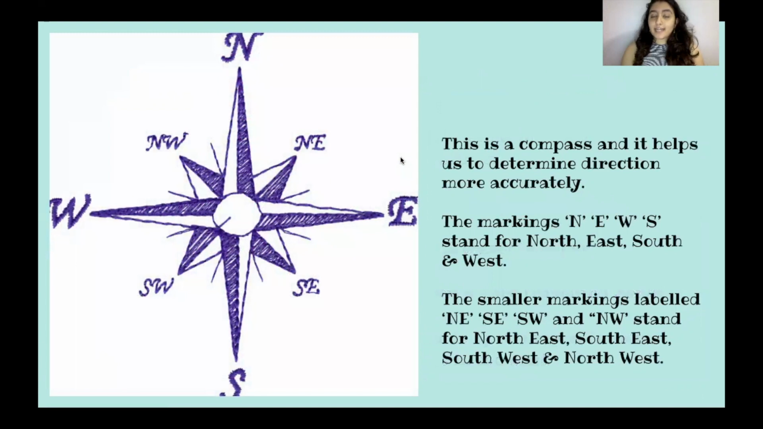This is a compass and it helps us to determine direction more accurately. As you can see in the diagram here, the markings on the compass NEWS stand for north, south, east, and west. The smaller markings labeled as NE, SE, SW, and NW stand for northeast, southeast, southwest, and northwest. These are smaller directions that can help us determine a direction even more accurately than the general north, east, south, and west.